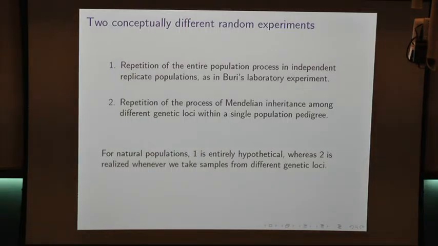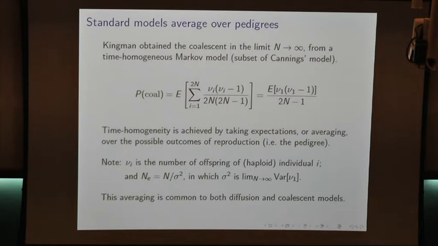But how much of a difference does that make? The point of this slide is just to say, it's got an equation on it, I'm not going to go through it in too much detail, but the point is that when someone makes a coalescent model, what they do formally is average over the population pedigree. And so here's what happens in a coalescent model.